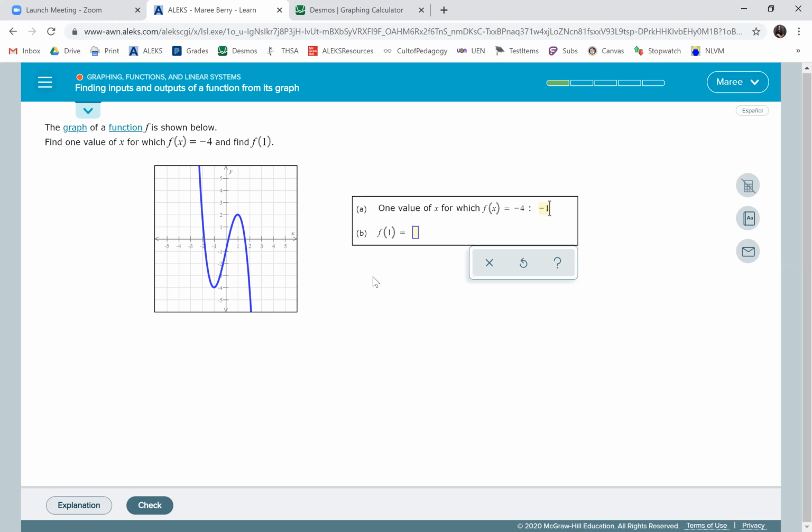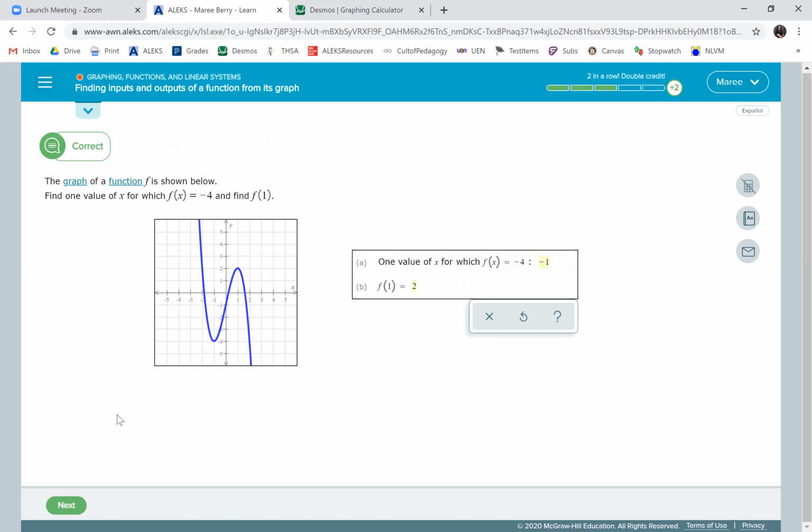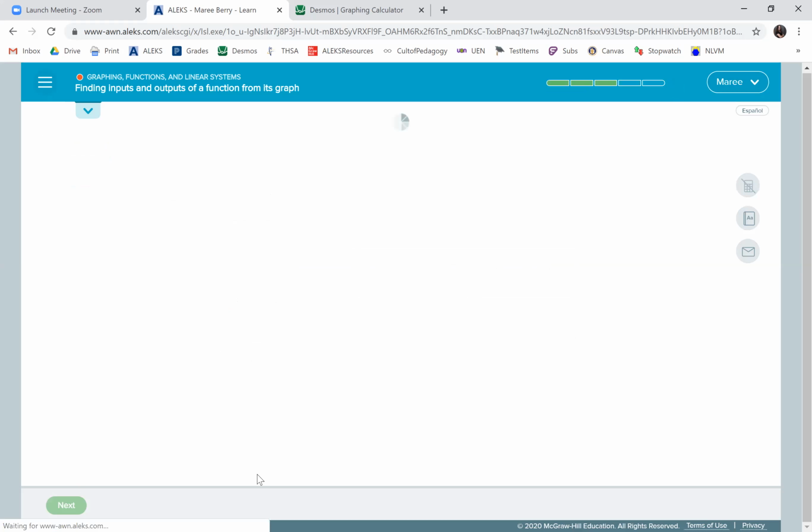Plug in -1 there. And then we want f of 1. That just means x is 1. So we come to 1, and we have to go to the blue line and then see what y is, and that's 2. So that's going to be 2 right there. And we'll check it. Okay, we're going to do it again. One more.